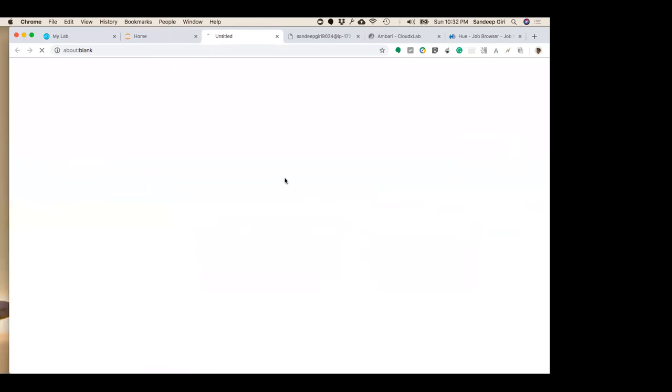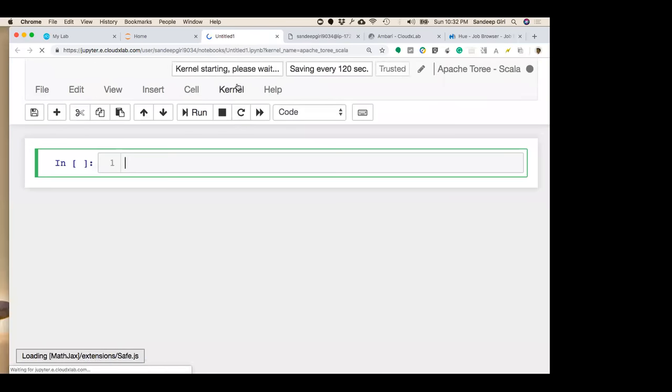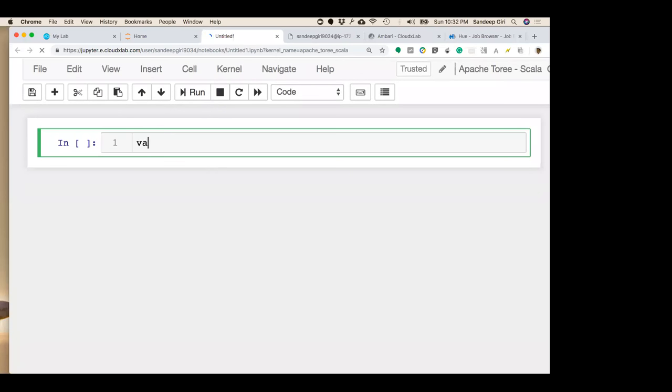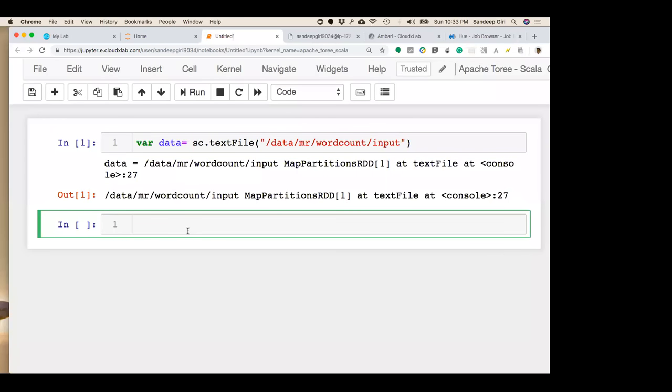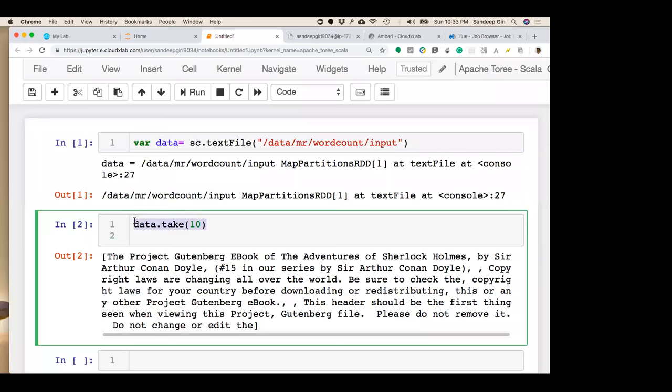So you can just start with Apache Toree. Okay, so here you can also interact with Spark from here. Okay, so let's say I'm loading some data from a .txt file, and from, let's say, this folder, data mr wordcount slash input. Okay. All right. So this file that I'm accessing has this kind of data. So this is how I can talk to the data through Spark.